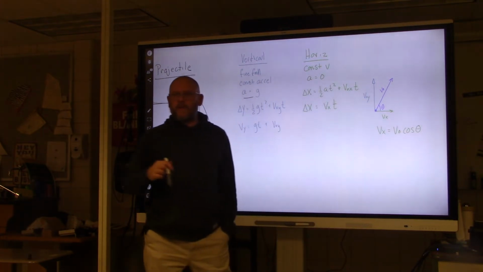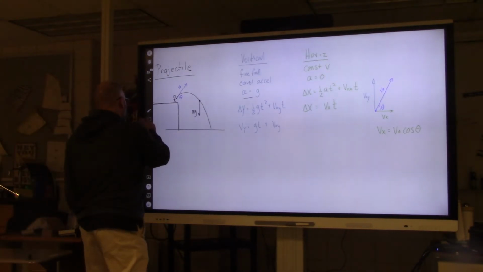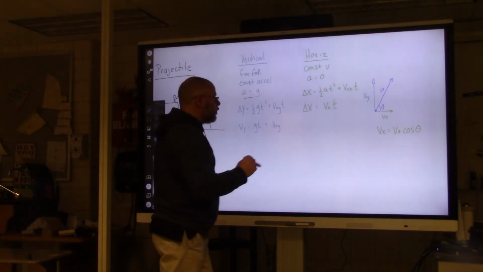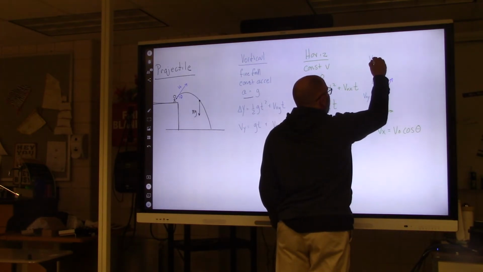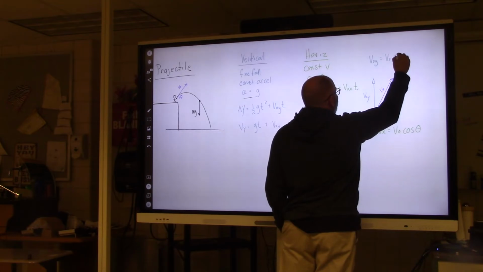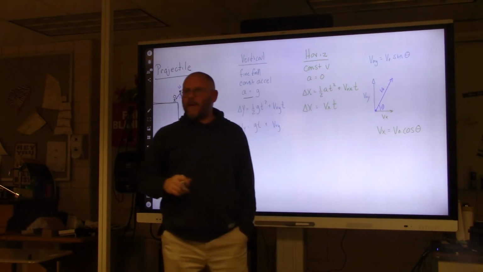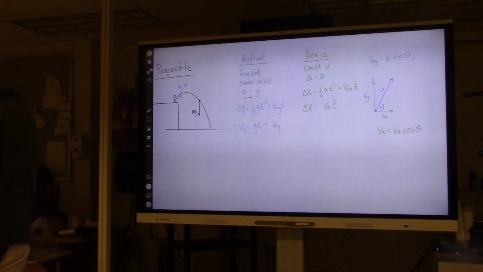So the v in the x direction would be v0 cosine theta, because it's the adjacent side. And then what about the v0 in the y direction? V0 sine theta. I know it's sine because the purple one, the v0, is the hypotenuse.